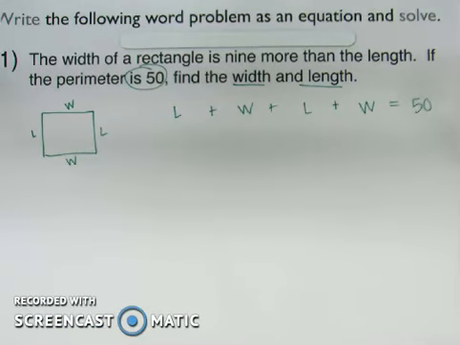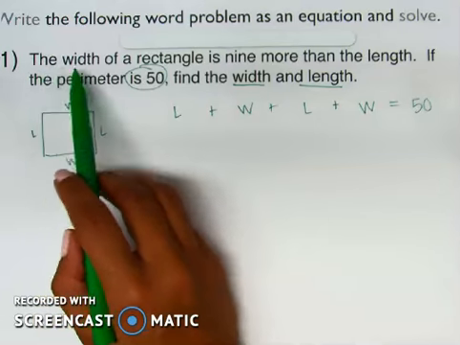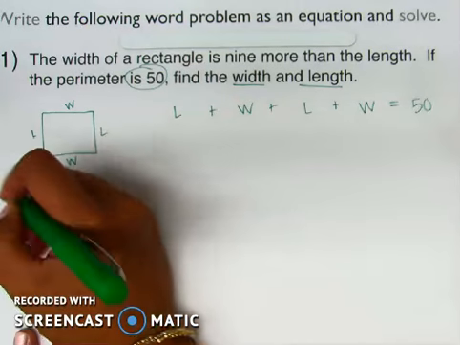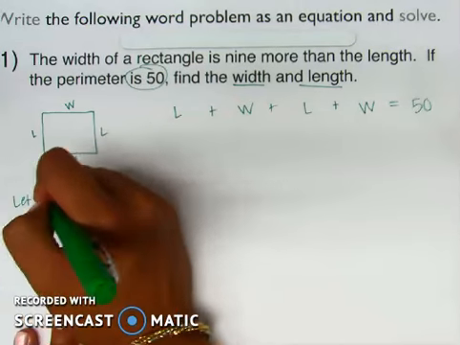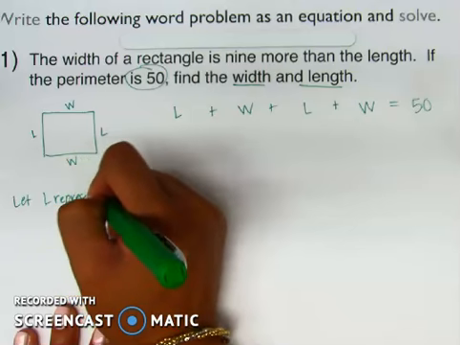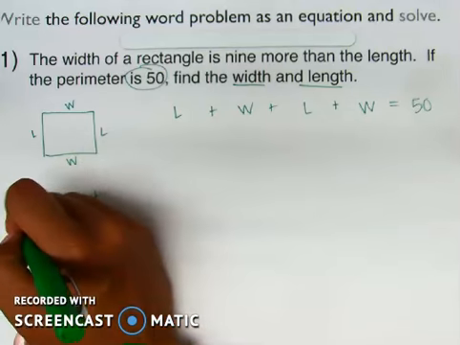Now, keeping in mind, what I want to do now is assign a variable to the thing that I know the least about. So in this case, since we're talking about length and width, and since I know a little about the width, since it says the width of a rectangle is 9 more than the length, I can go ahead and say that we're going to let L represent, let's use a capital L so that it doesn't look like the number 1. Let L represent the length.